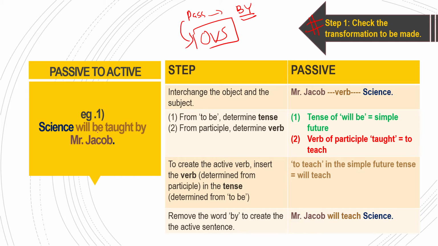Science will be taught by Mr. Jacob. This is a passive sentence obviously because you can see the word by. So you can straight away go for the change from passive to active. The first step is interchange as usual. Now you have the object at the start and the subject at the end. So what you do, bring the subject to the start and the object to the end. Now you have the verb which needs to be worked on, will be taught.